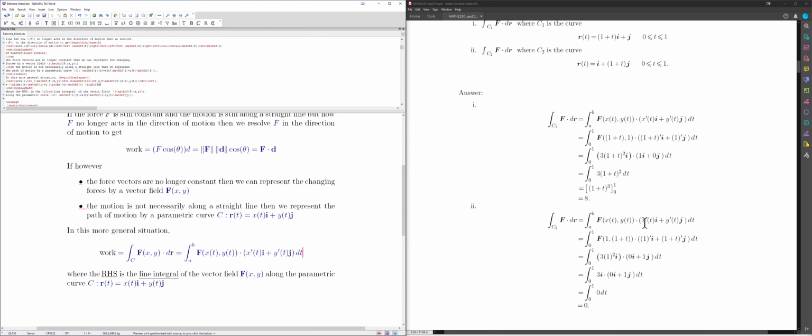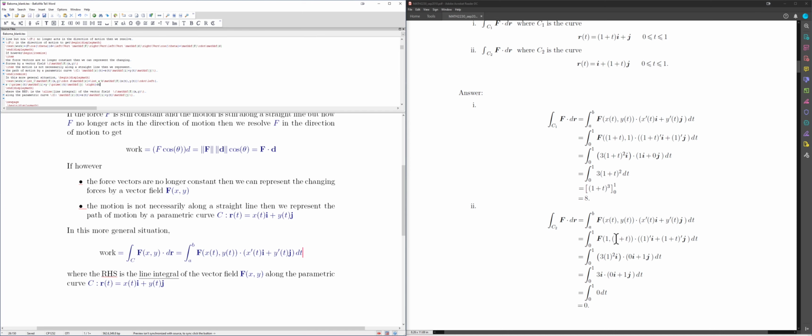In this expression, the x of t you replace by 1, and the y of t is 1 plus t. And over here, I need to differentiate the x of t, which is 1, with respect to t, and differentiate the y of t with respect to t. Let's work out this part first, which is a little easier. You differentiate the 1 with respect to t, you just get 0. And you differentiate the 1 plus t with respect to t, you get 1. So here I get 0i plus j, which is just j.